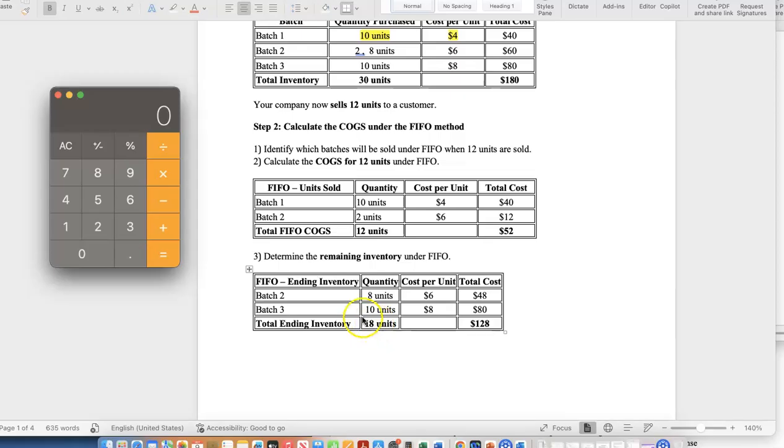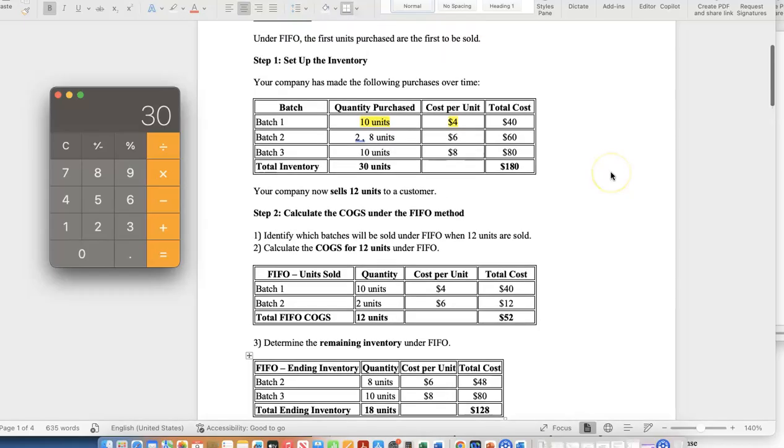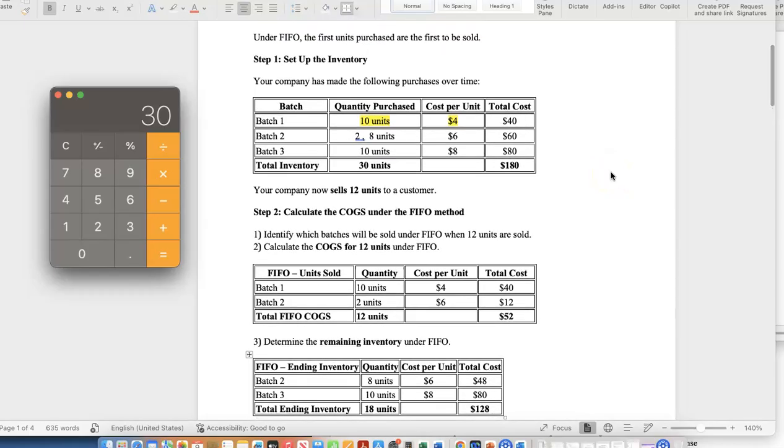And then we'll add up the number of units. So we sold 12 units, and we have left in our ending inventory 18 units, and that's a total of 30. So this is simply showing you how to assign cost when you have identical items, but you still need to assign a cost to them. This method, first in, first out, is called FIFO.